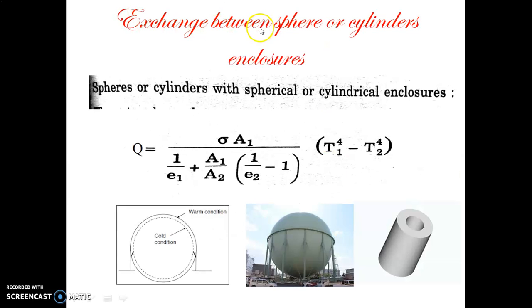So this is that slide where we have the formula for exchange between sphere or cylinder enclosures. I have already discussed this formula, and we have to solve the example based on it. So we will discuss the example of a sphere with spherical enclosures. This is the diagram of the sphere with spherical enclosure.